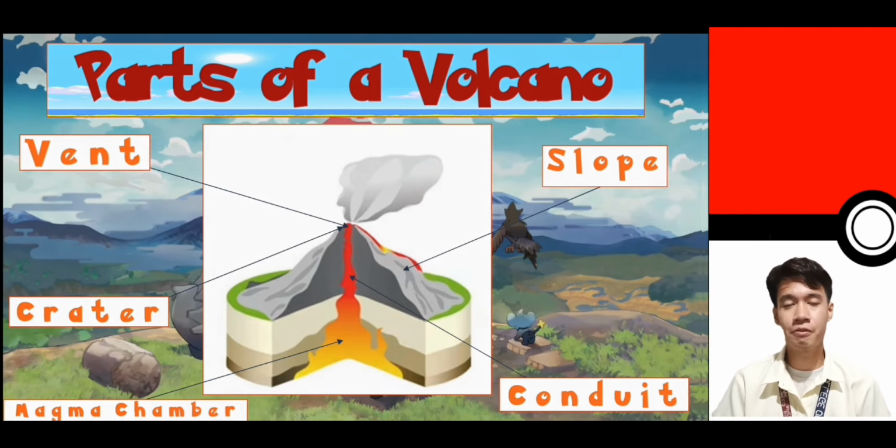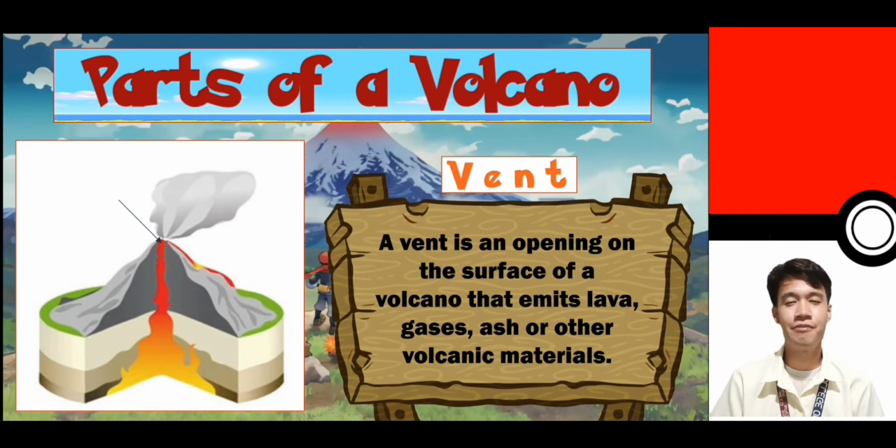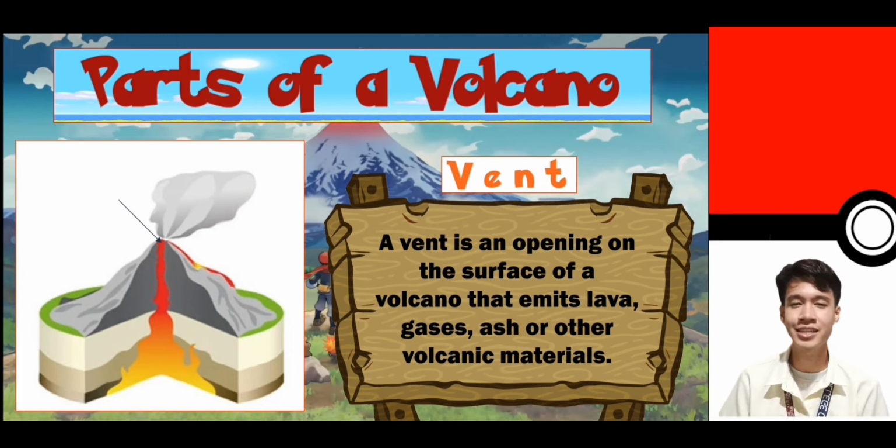The first part of a volcano is vent. A vent is an opening on the surface of a volcano that emits lava, gases, ash, or other volcanic materials. Some volcanoes have multiple vents, but there is only one main vent or central vent. An operational definition of main vent is the opening where volcanic materials emerge from the primary conduit.